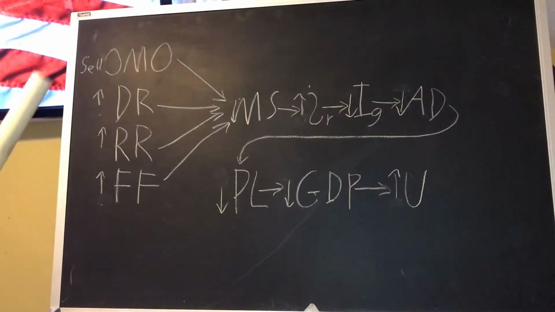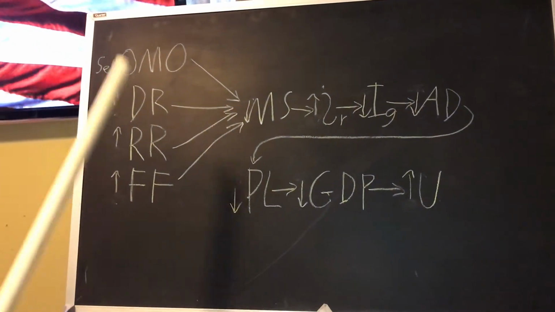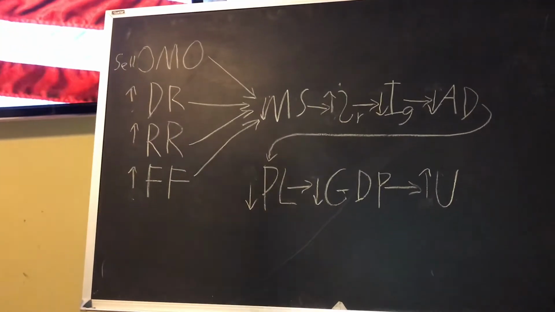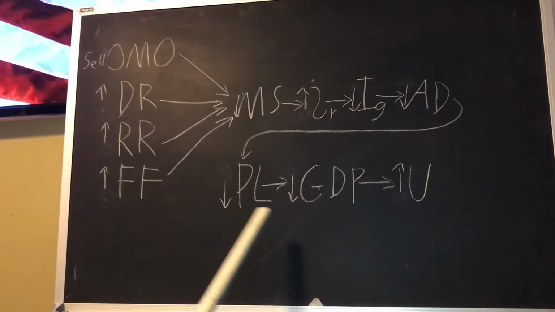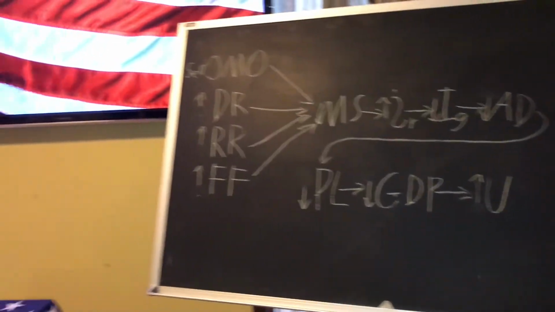Now, for contractionary monetary policy, the exact opposite is true. If you sell, increase, it causes a decrease in the money supply, and an increase, then a decrease, and then an increase again, just like before, but the exact reverse.